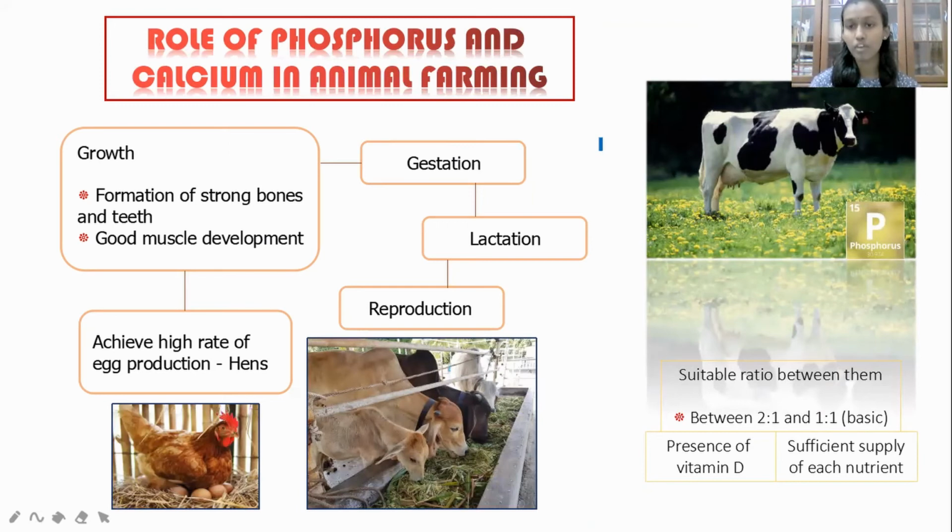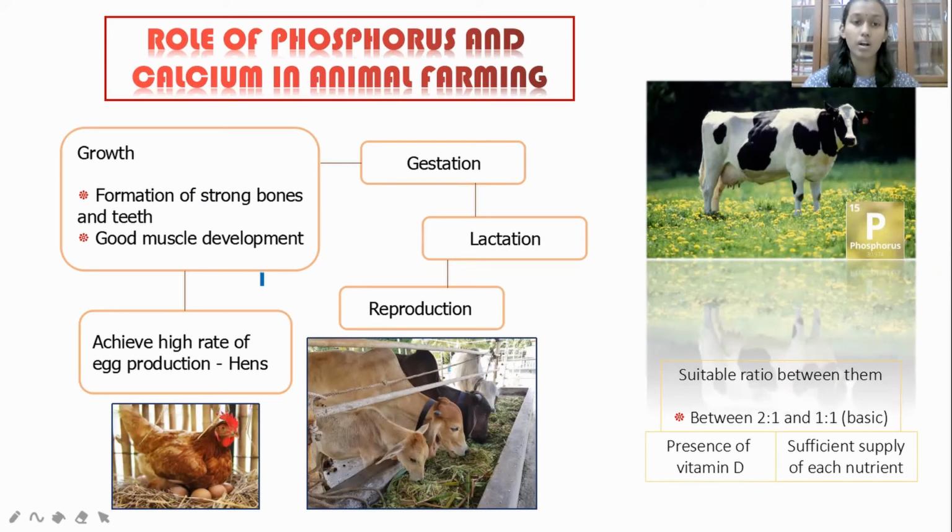Here in animal farming, calcium and phosphorus cannot be divided and seen separately. They have to be seen together along with the presence of vitamin D, just like how we see that in the human body. So the suitable ratio between them would be around 2:1 and 1:1, which is quite basic in animal farming. So phosphorus and calcium work together to improve the growth of farm animals such as horses and also cows, in terms of the formation of strong bones and teeth and also good muscle development for them to move around very well.